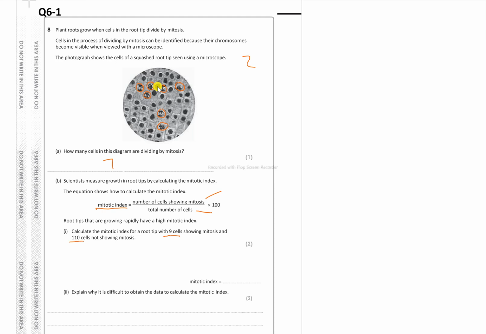Right, so how many cells are there altogether? There's 9. Let's write it down here. 9 plus 110 is 119. And so there's 9 cells showing mitosis out of a total of 119. And we want a percentage, so times 100. And you should get about 7.56.